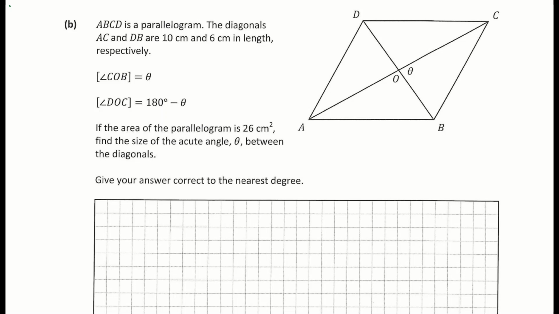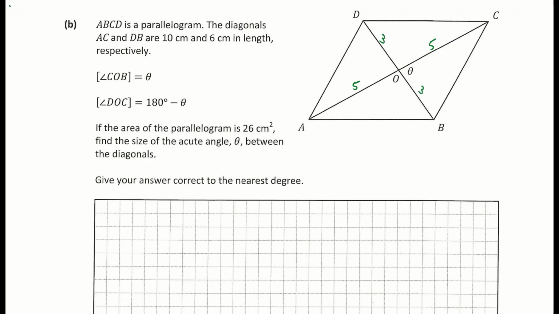ABCD is the parallelogram. The diagonals AC and DB are 10 centimeters and 6 centimeters in length respectively. So in the parallelogram, our diagonals will bisect each other. So if A to C is 10, that means from A to O is 5 and O to C is also 5. If I come to the line DB, I have a length of 6 centimeters, so that means that D to O is 3 and O to B is also 3.